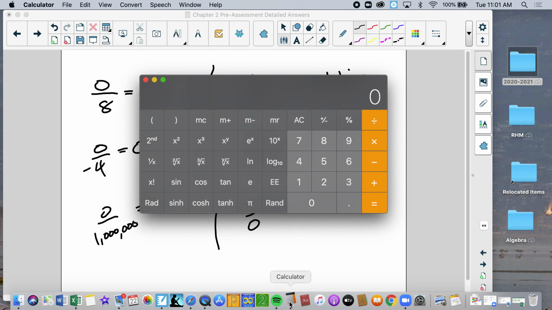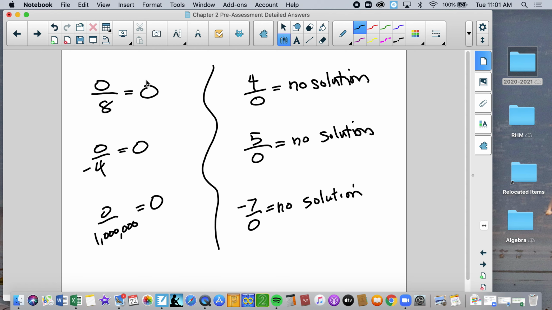Let's take a look on our calculator. Let's do 0 divided by 9. That equals 0. Let's do 0 divided by negative 35. That equals 0. So 0 divided by anything always equals 0. But what if we have 8 divided by 0? You see that we get not a number. That means no solution.